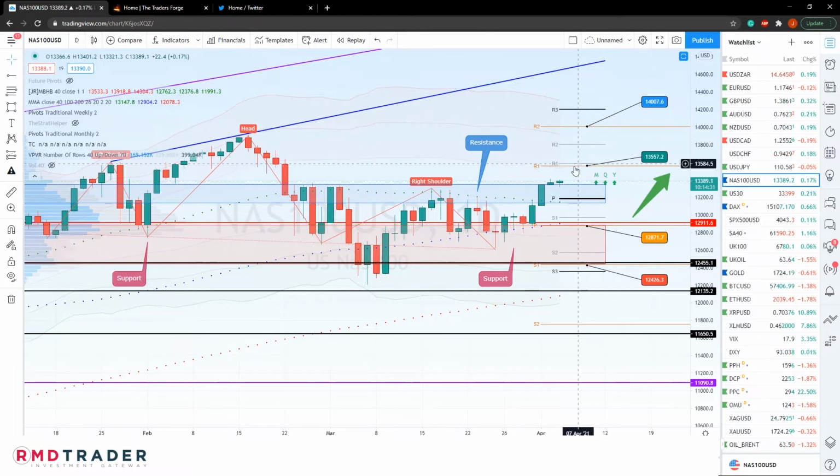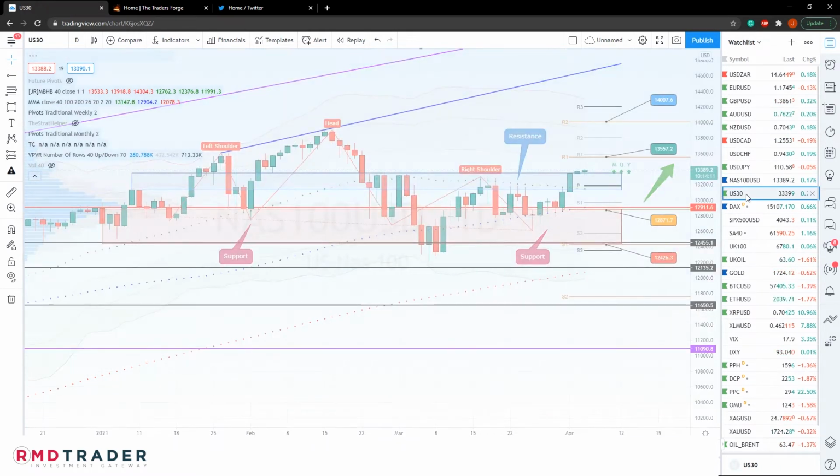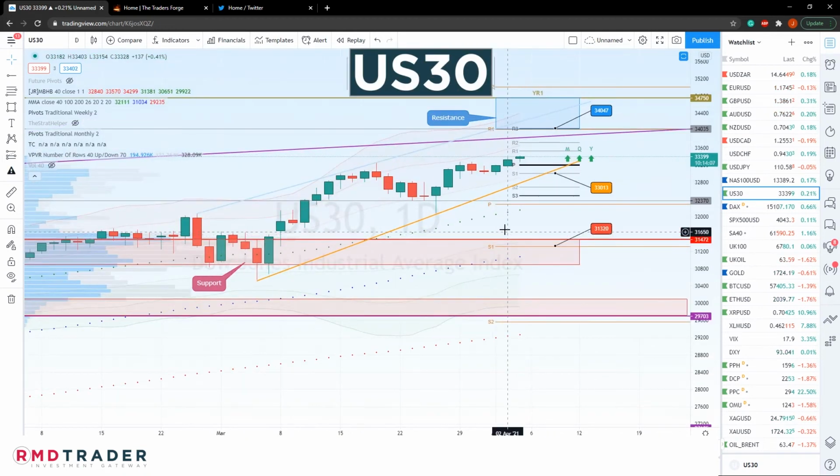However, if price gets rejected near this swing level, it will likely drive price down and into the support level, which is the daily 100 SMA and monthly pivot at 12,870. A failure of that level will see price retest the lower end of the support zone near the monthly S1 at 12,400.